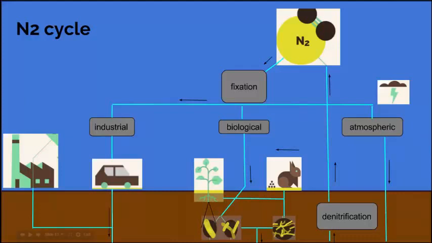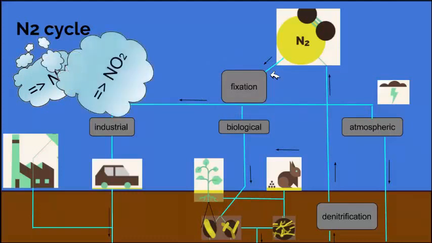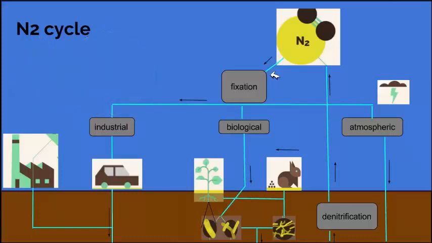We'll start with fixation. This is a process by which atmospheric nitrogen is converted into ammonia, NH3, or sometimes nitrates. This is a vital process for all green plants, because they need nitrogen in the form of ammonia or sometimes nitrate. It is also necessary for the synthesis of the amino acids we mentioned before, in proteins and so on.